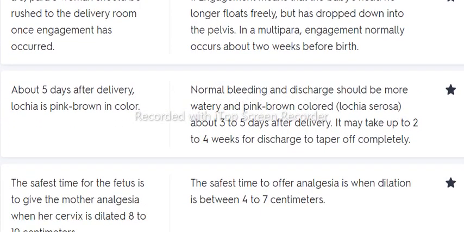About 5 days after delivery, lochia is pink-brown in color. Normal bleeding and discharge should be more watery and pink-brown colored about 3 to 5 days after delivery. It may take up to 2 to 4 weeks for discharge to taper off completely.